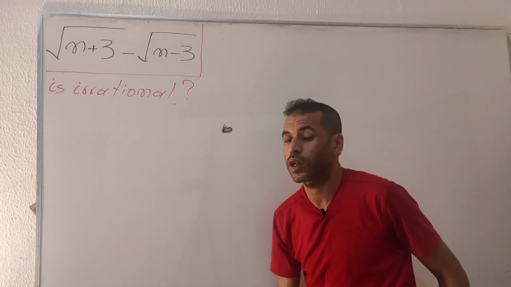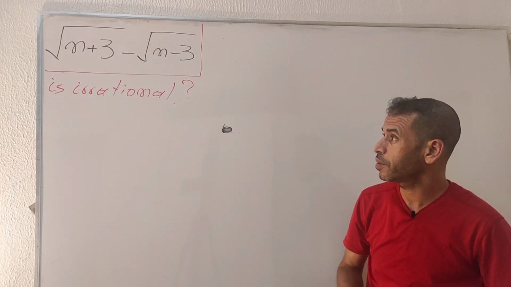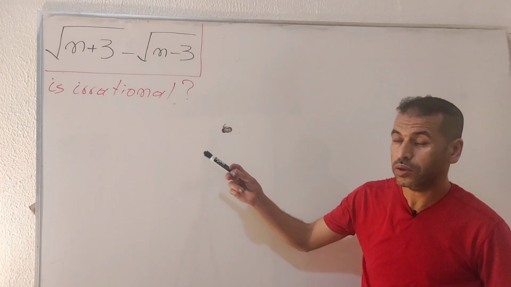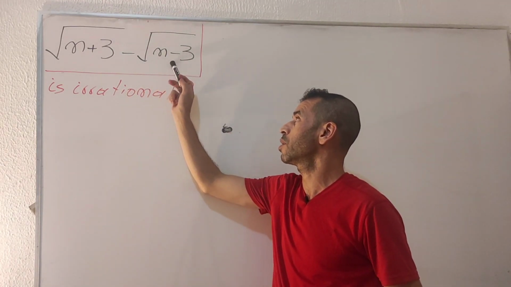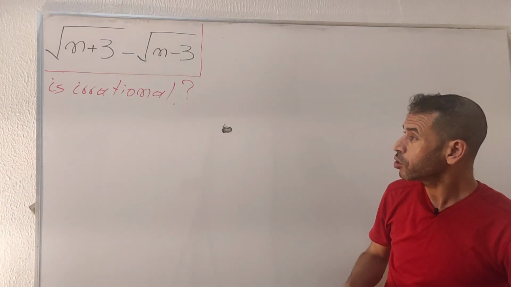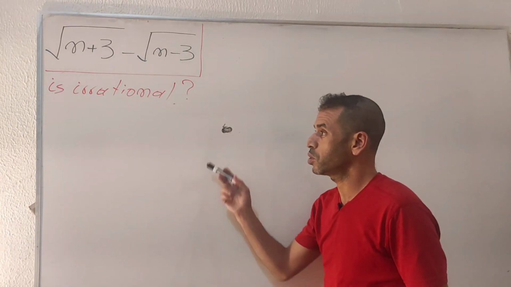In today's video, here is a nice problem regarding arithmetic number theory. Here is the following setup. Our goal is to prove that this number, square root of n plus 3 minus square root of n minus 3, is an irrational number. So the question: is this one an irrational or a rational number? We are going to see that by proof.